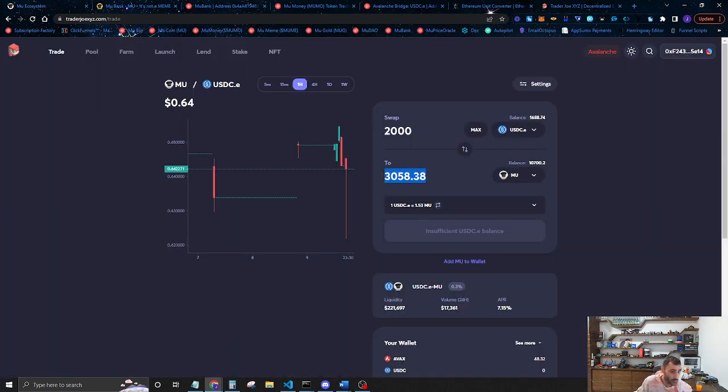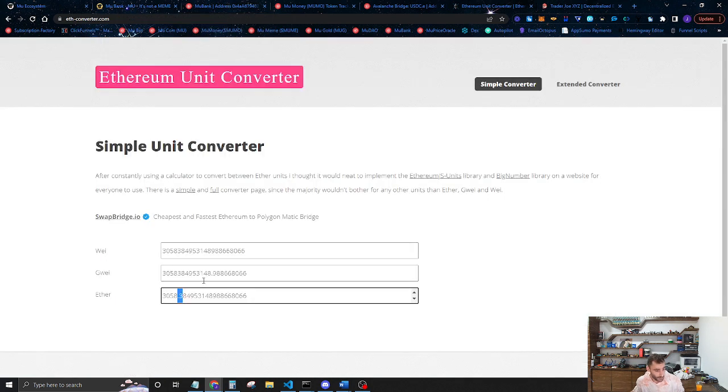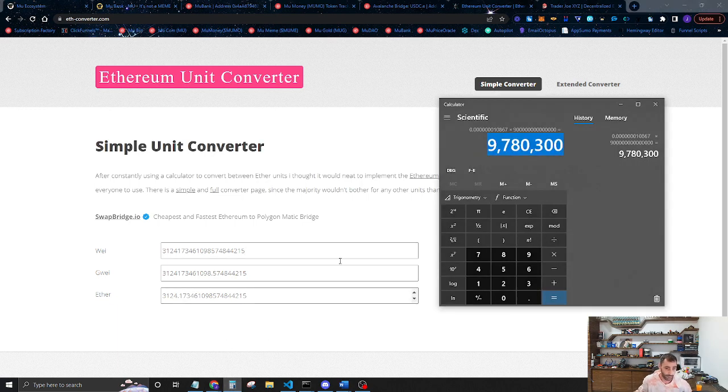So this is what we would get from the liquidity pool. However, the mu bank will give us this much if we want to bond directly with the mu bank. So if we want to bond directly with the mu bank, instead of getting 3,058, we're going to get 3,124, minus 3,058. So we're going to get 66 extra mu coins if we bond from the mu bank.